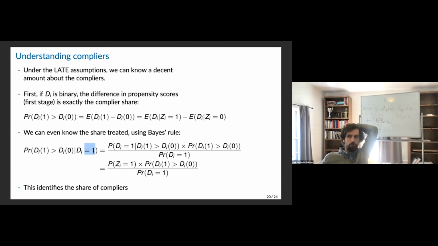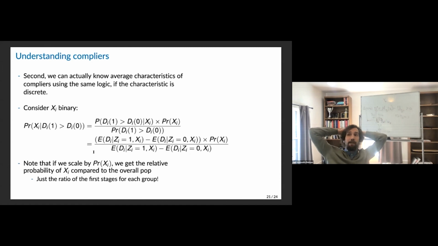Second, we can also know about the average characteristics of compliers using the same logic. Imagine we have some discrete characteristics. It could be multi-valued, and then you're just looking at the share within each bin. But imagine we have some binary thing like gender. So we have the probability of X equals one, for example. Conditional on being a complier, what's the probability of X? By Bayes' rule, again, it's the probability of being a complier conditional on X, multiplied by the marginal, scaled by the complier probability. We can plug in for this piece: the probability of being a complier conditional on X is just equal to the difference in the first stages for the X group, multiplied by the marginal, scaled.